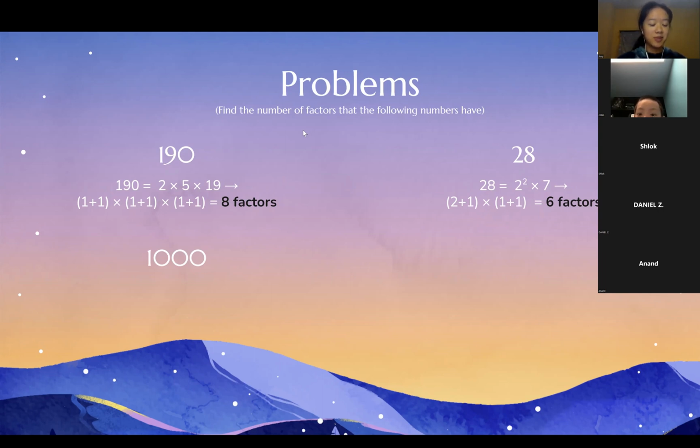Okay, I see lots of people putting 16 in the chat. Let's see if that's correct. So the prime factorization of 1,000, remember 1,000 is 10 cubed, this is 10 times 10 times 10. And since 10 is 2 times 5, then we can just figure out that 1,000 is 2 cubed times 5 cubed pretty quickly. And then we take the exponents, which are 3 and 3. We add 1 to them, which gives us 4 and 4. And then we multiply them together to get 16. So yay, all of you guys were correct. Good job.